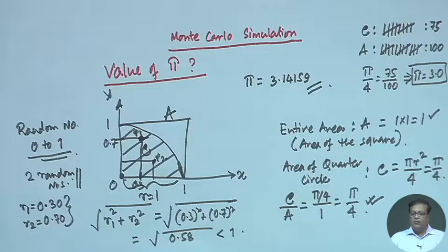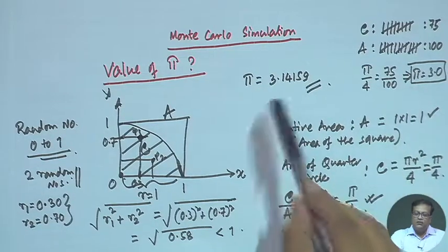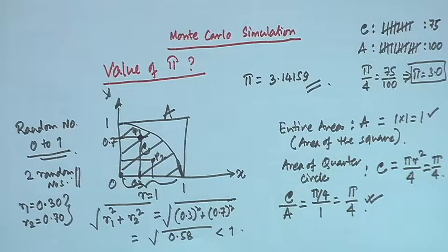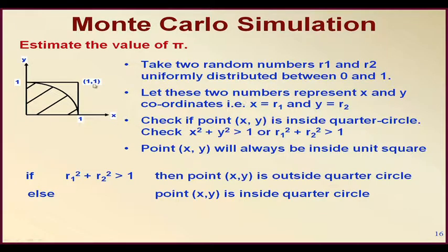All right. Now, the question is that it is only 3, it is not 3.14. Then what really happens to our calculations? Let us look at it once more in this particular slide. What has happened? Take two random numbers uniformly distributed. Let the two numbers represent x and y coordinates. Check if point x y is inside the quarter circle. Point x y will always be inside the unit square, right. So, if this is greater than 1, then it will be outside, otherwise it will be inside.